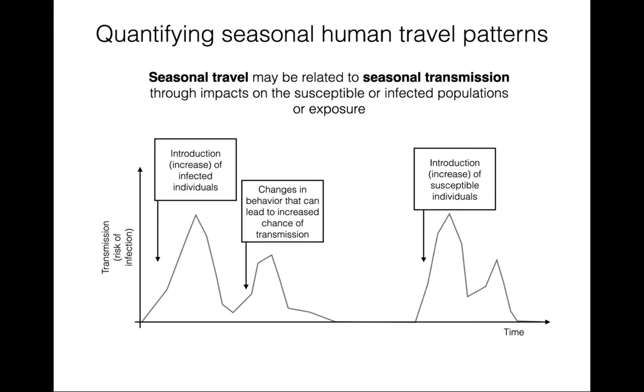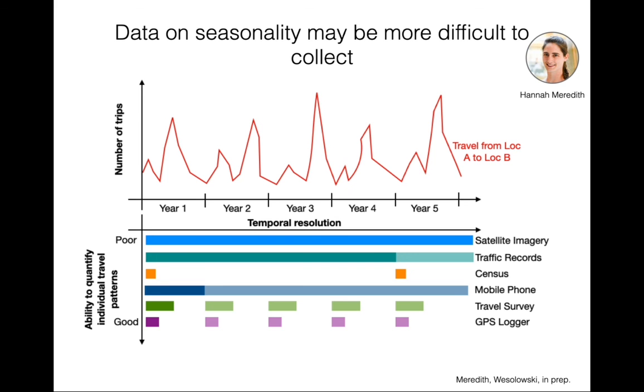may increase. We may be interested in quantifying human mobility patterns seasonally to understand if there's times of the year when infected individuals are traveling, which may result in the disease being introduced into susceptible populations. Times of the year when behaviors such as fishing or farming may change that lead to an additional exposure event, or when there might be an influx of susceptible individuals such as migrant populations that can result in a disease outbreak. Here's a summary put together by a postdoc in my group, Hannah.